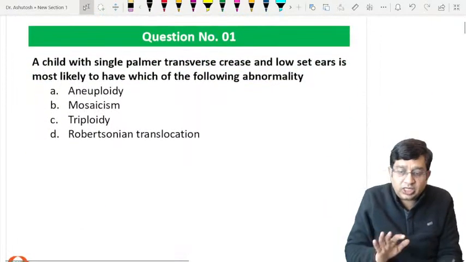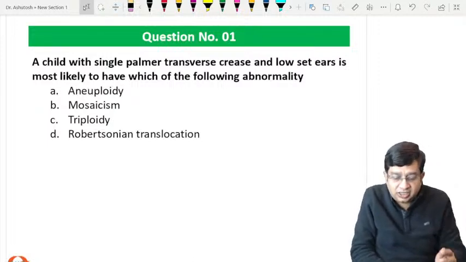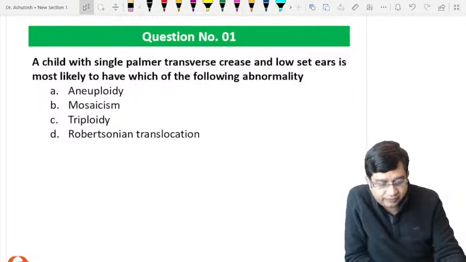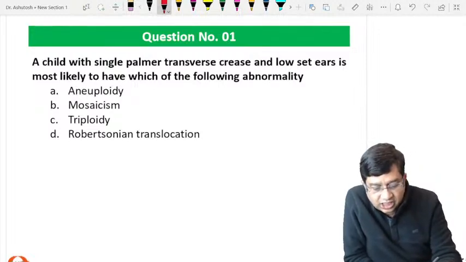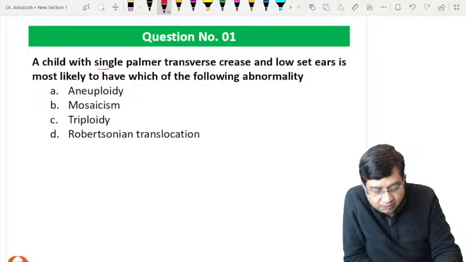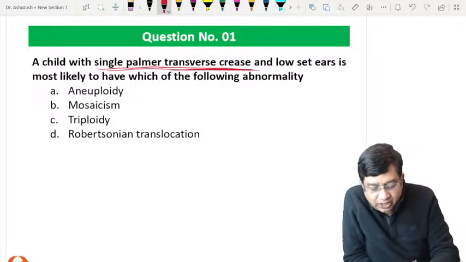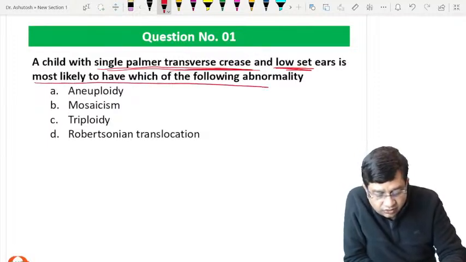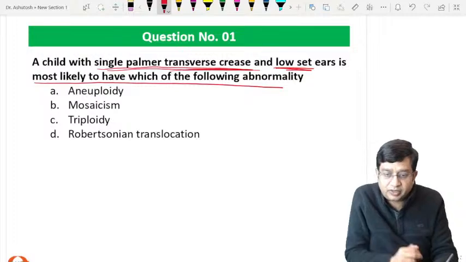If you can correct me that sir, this was not exact, there was no such question, then that's most welcome please. There was a question: a child with a single transverse palmar crease and low set ears is most likely to have which of the following abnormality, right?